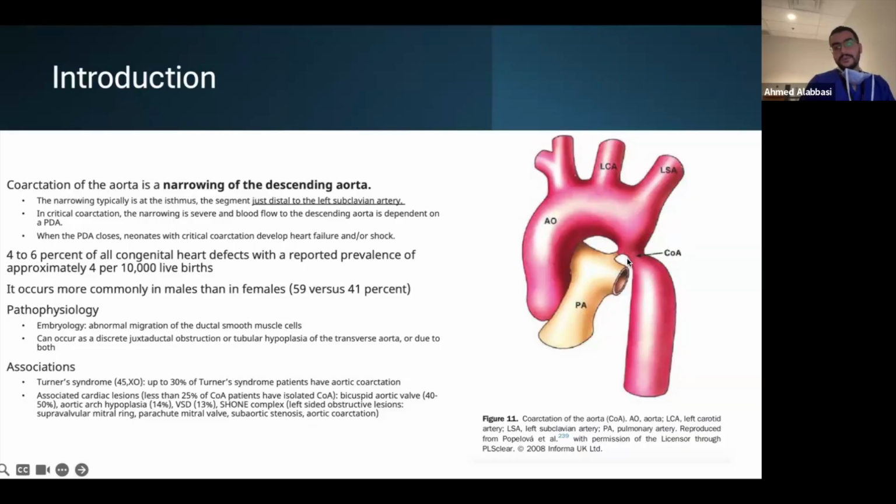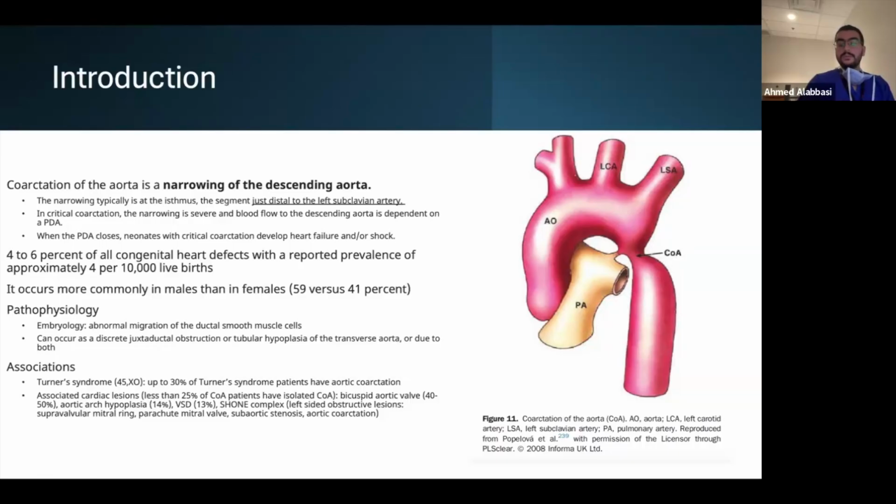And you can have it either as a distinct obstruction, such as in this picture, or you can get tubular hypoplasia of the transverse aorta, or you can even have both. And this, we'll talk about later, does have some implications on the mode in which you would tackle this with regards to either transcatheter or surgical repair.